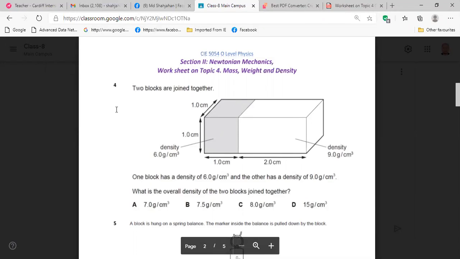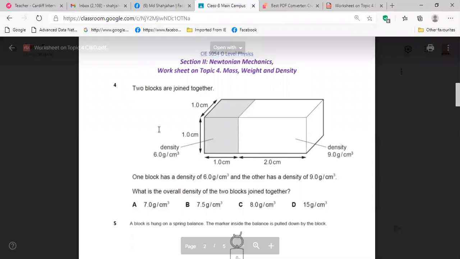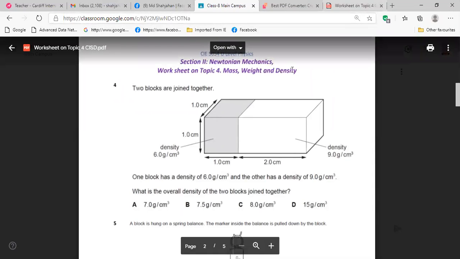Anmol, can you tell us how you got this mass 24? Sir, they gave us the density of the objects, and I found the volume and then used the formula to find the mass. Okay, for this shaded part, what is the mass you got? Sir, 6 gram. 6 into 1 into 1. Okay, so what is the formula? Sir, mass equals density into volume.